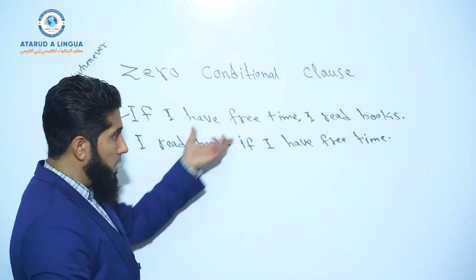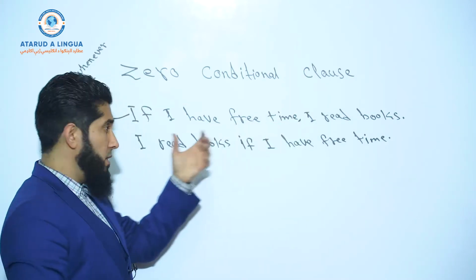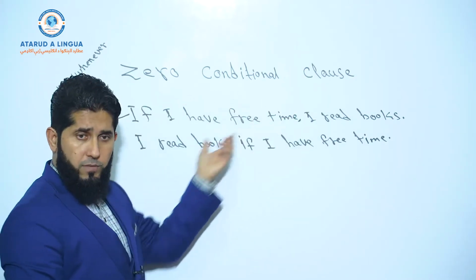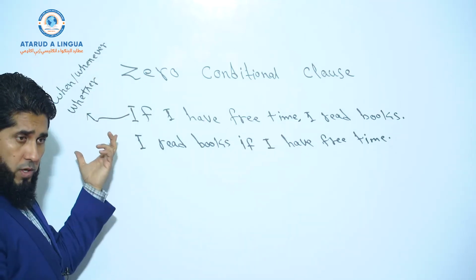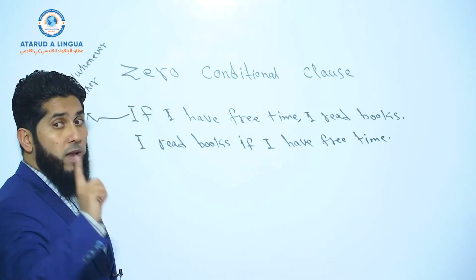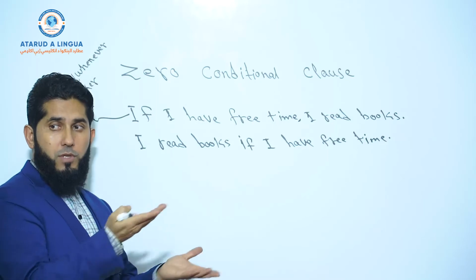So now you know there must be simple present tense in both clauses, okay? And if you use the if clause first, then you need a comma. If you use the main clause first, you do not need a comma. Instead of if, you can use these words as well, right? Okay, it's clear. Now, one more thing, and I should have explained that before in the concept.